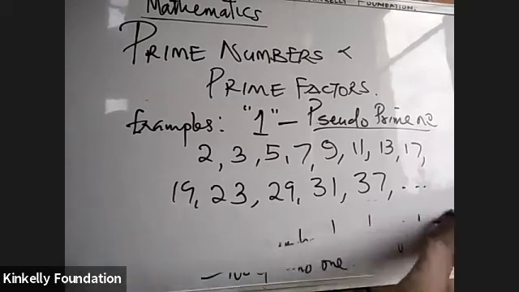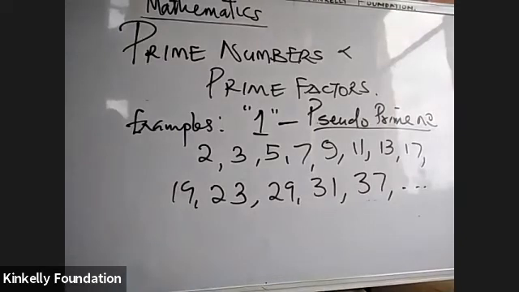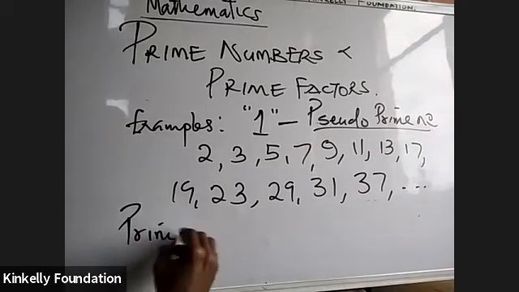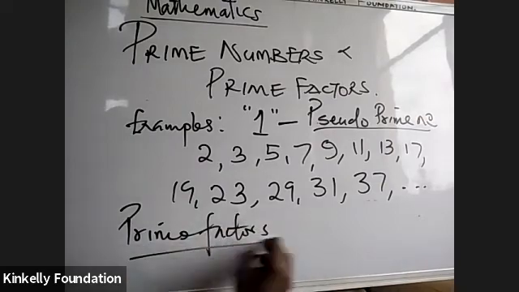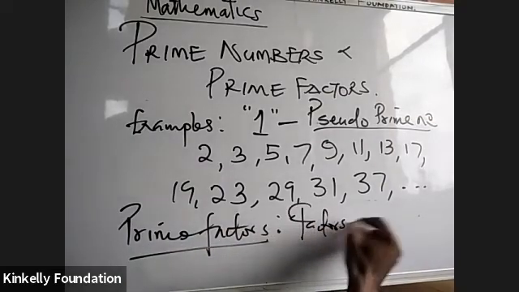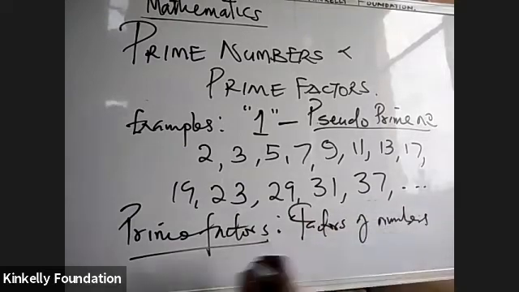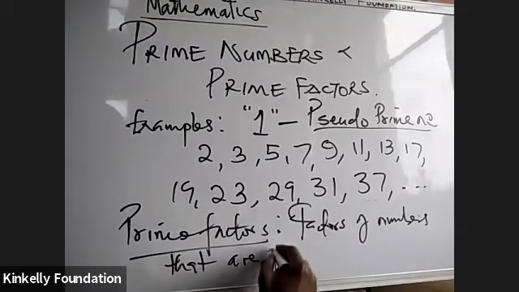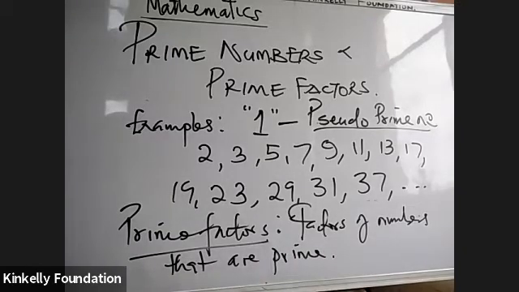Now, on prime factors, we mean factors of numbers that are prime. Once a factor of a number has no divisor, nothing again can divide that particular factor of a number, we say that that factor is a prime factor. So let's quickly look into some examples of prime factors.